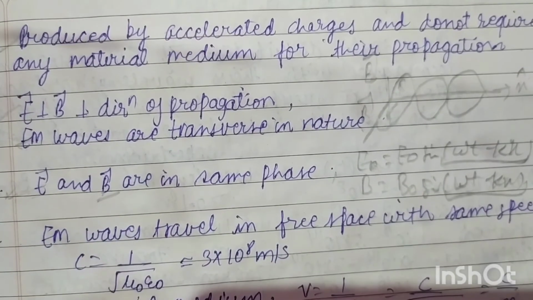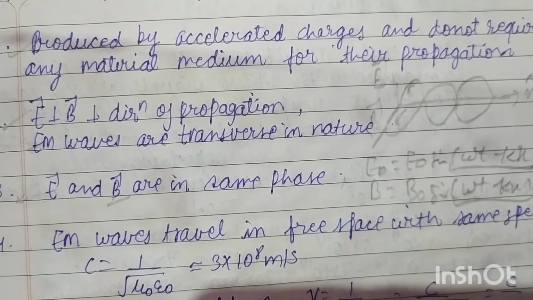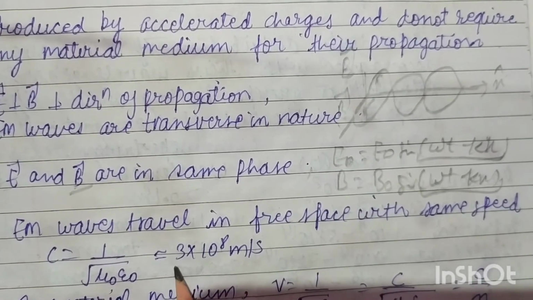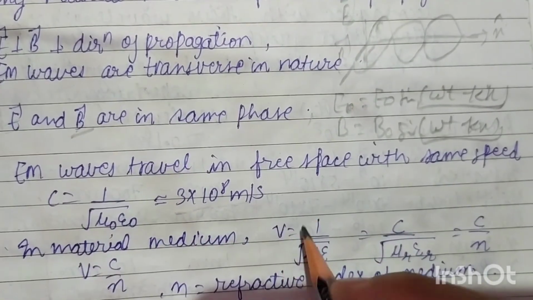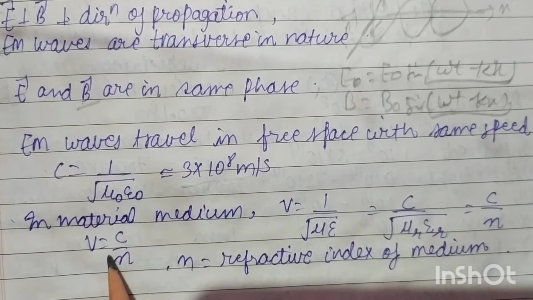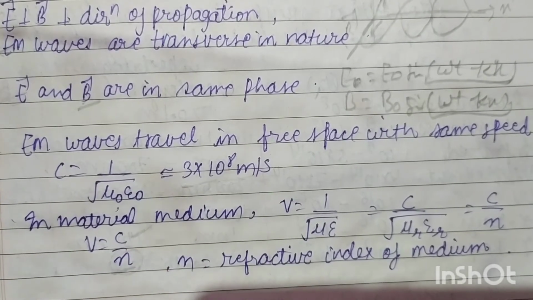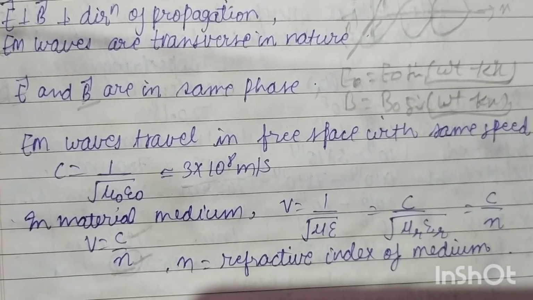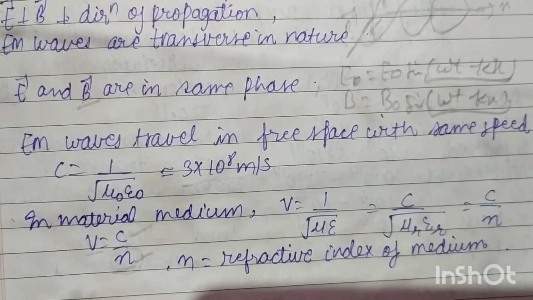Now the next property is that EM waves travel in free space with the same speed, which means the speed of light. What is the speed of light? That is 3 into 10 to the power 8 meter per second. And if this EM wave is traveling in a medium, what will be its velocity? Its velocity in the medium becomes C by n. And what is n here? n is the refractive index of the medium in which the wave is traveling, and C, as you already know, is the speed of light in vacuum. So in the medium, the speed of the wave will become C divided by n.